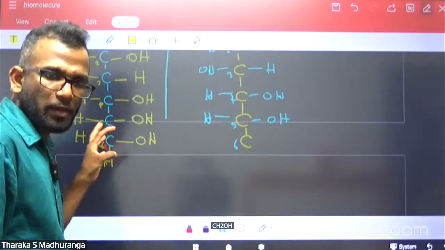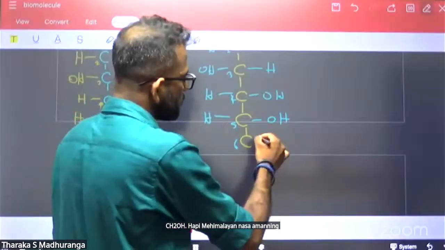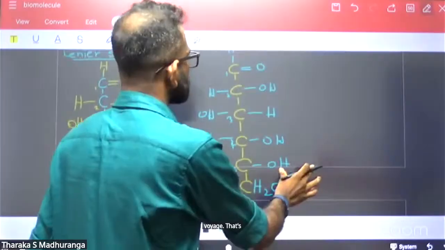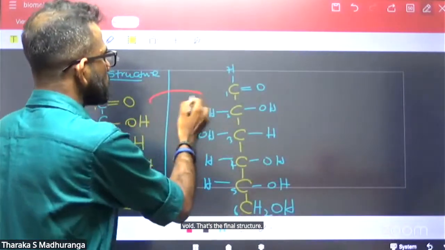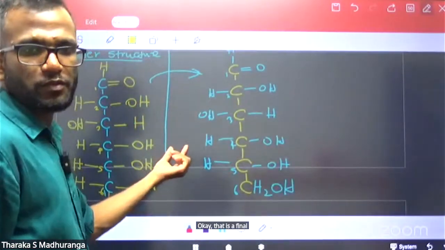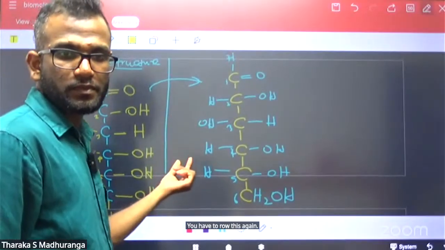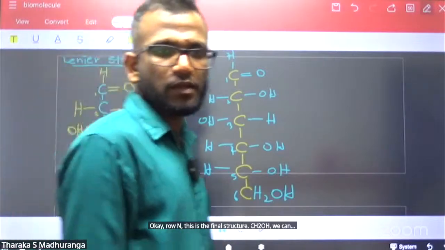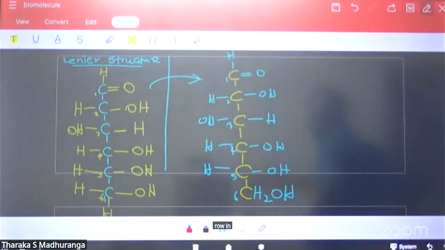Can you see the final carbon? We don't normally write it like this; we can say CH2OH. That's the final structure. Okay, that is the final structure. You have to draw this again. Okay, draw, and this is the final structure. CH2OH we can draw in this way.